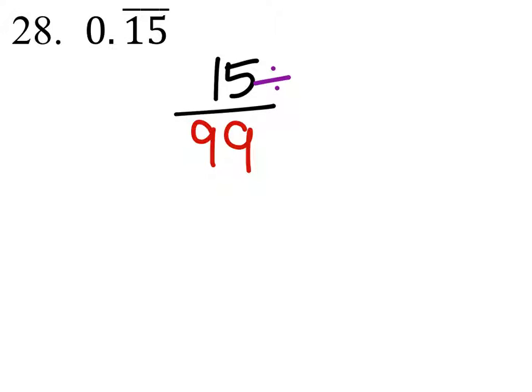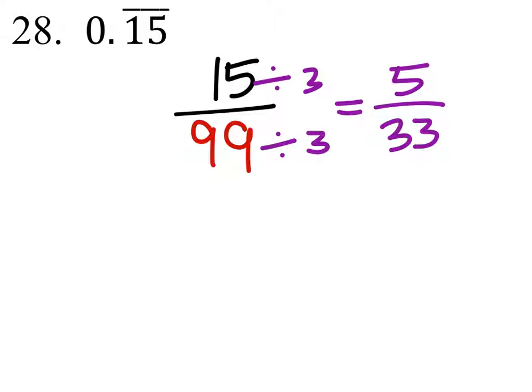All right, this one we can use the rule of 9s because it starts repeating right after the decimal. So what number is repeating? 15. And how many numbers are repeating? 2. So how many 9s do I have? 2 of them. Bam. 15/99ths can be simplified by dividing both of these by 3. And that would give me 5/33. Done.